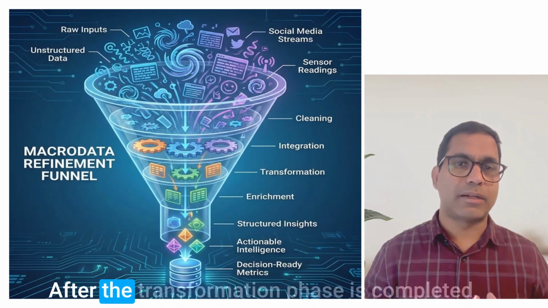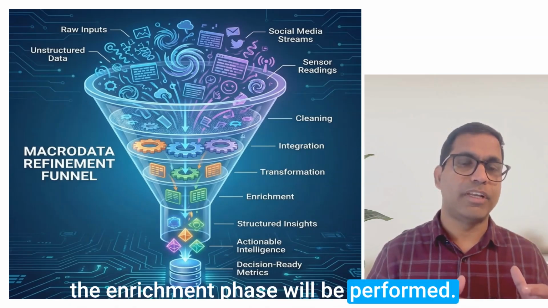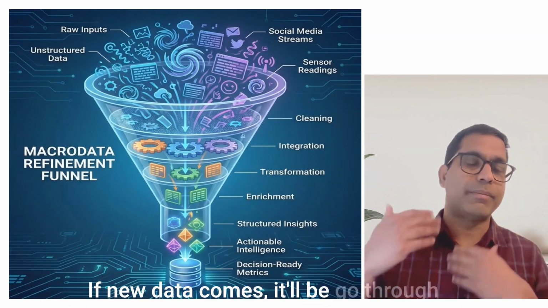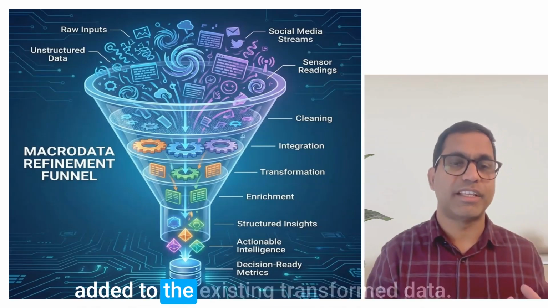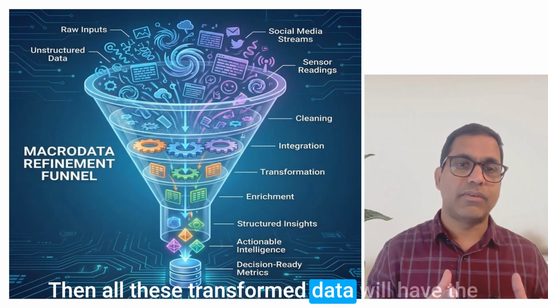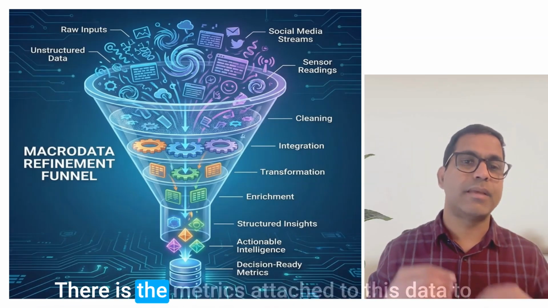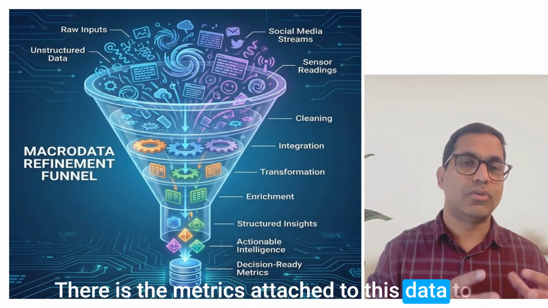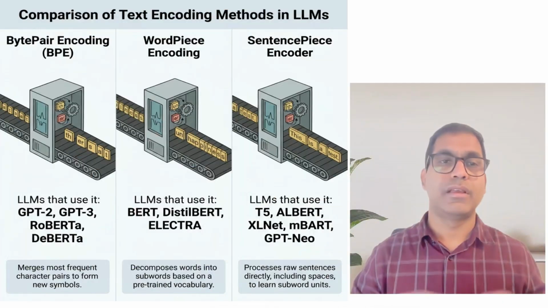After the transformation phase is completed, the enrichment phase will be performed. If new data comes, it will go through some steps to make sure that it will be added to the existing transformed data. Then all this transformed data will have structured insights and actionable intelligence. There is a metric attached to this data to make sure that the quality of the data set is good.